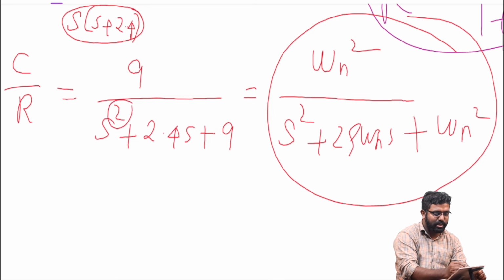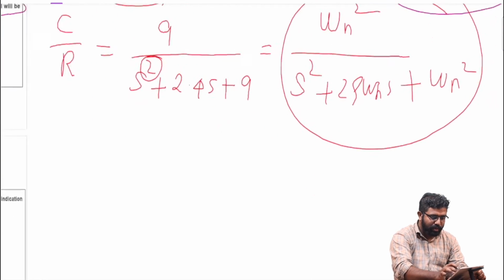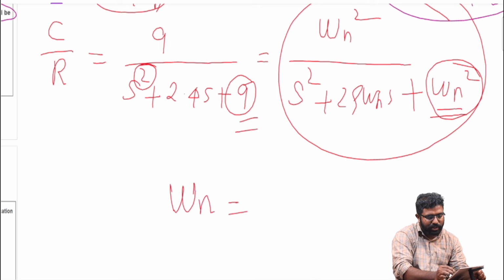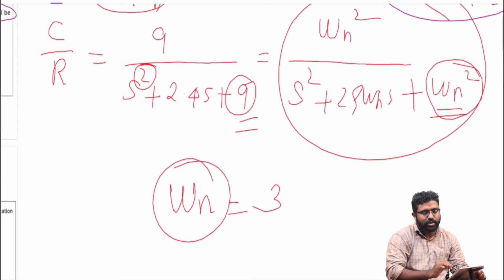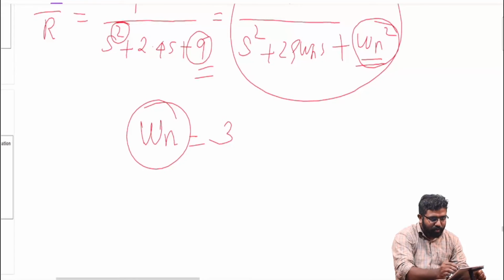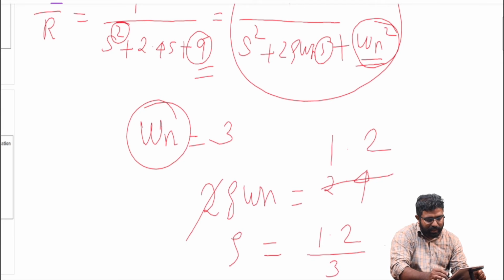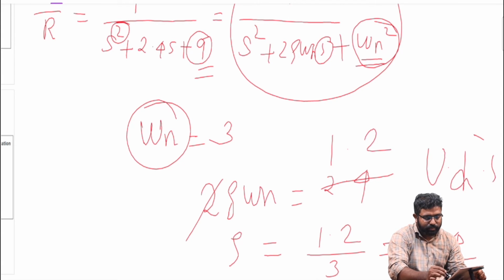This is a second order system, it has two closed loop poles. Now we are going to compare the coefficients. Omega n square is equivalent to 9, so omega n equals 3, frequency is always positive. Then the coefficient of S is 2 theta omega n, which is 2.4, so theta omega n becomes 1.2, and theta equals 1.2 divided by 3, that is 0.4. So theta equals 0.4, and now it is an underdamped system.